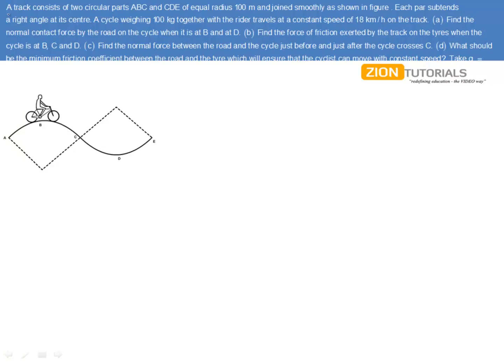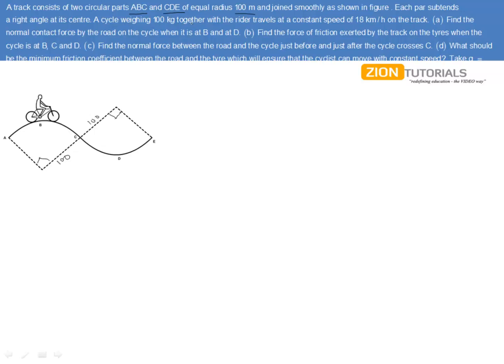As the question says, a track consists of two circular paths A, B, C and C, D, E. That is this one and this one, of equal radius 100 meters. That is, they have given these as 100 meters and joined smoothly as shown in figure. Each part subtends a right angle at its center. That is, these are the right angles actually.